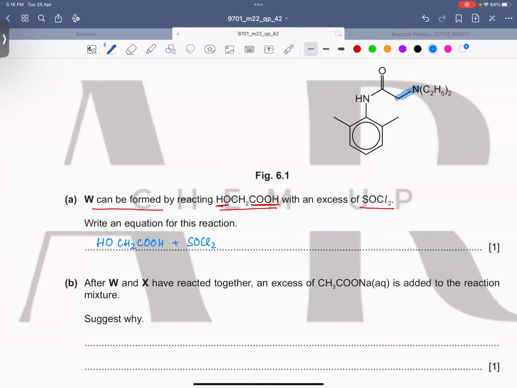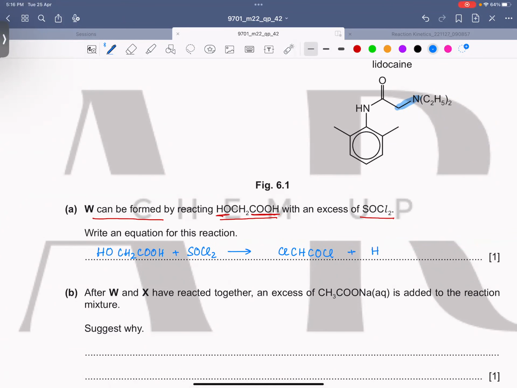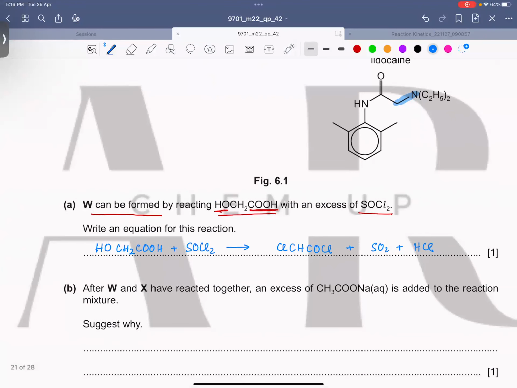the OH of a carboxylic acid and the OH of an alcohol is substituted and the chlorine takes their place. So the same would occur over here: chlorine substitutes the alcohol's OH, forming ClCH2, then COCl, as that OH is also going to be substituted. Besides this, we are going to get sulfur dioxide gas and HCl. So to balance this equation, we have to put 2 over here and 2 over here. Okay.